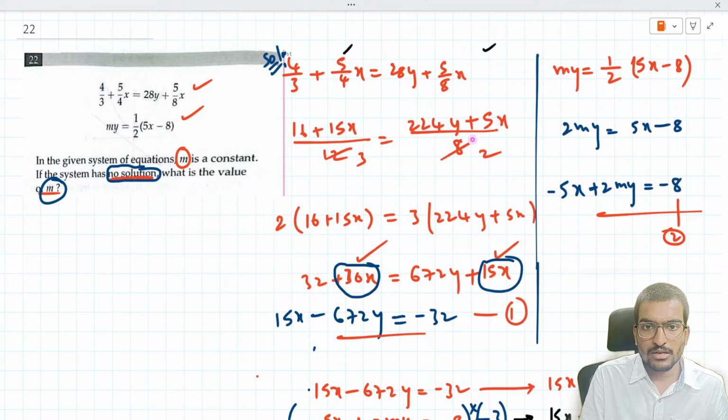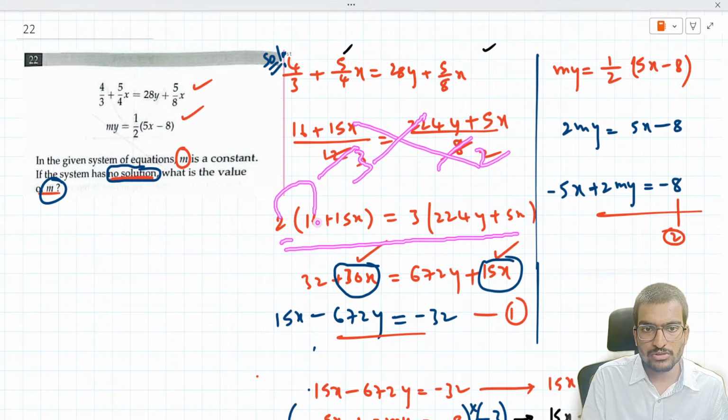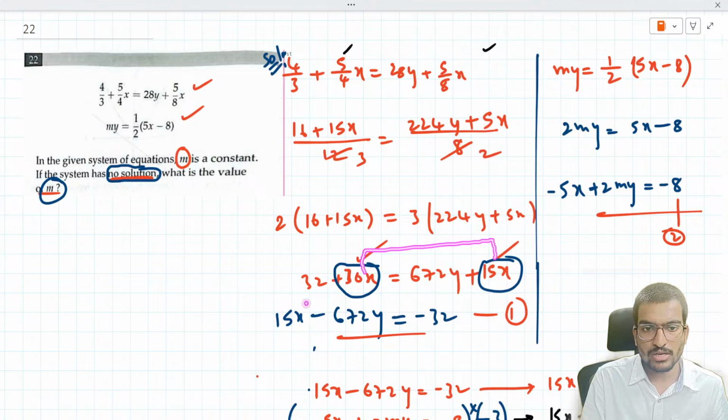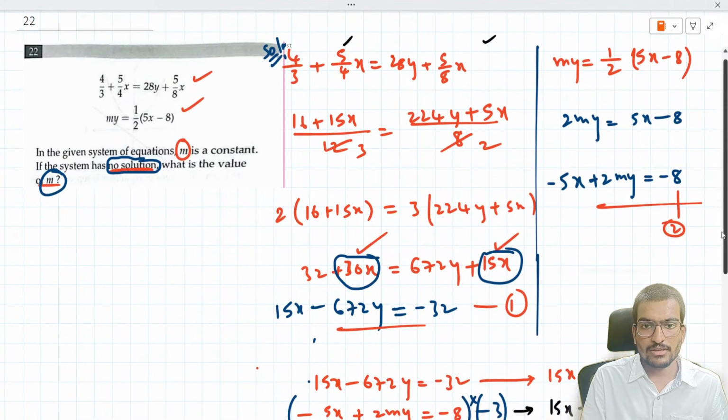And 2 multiplied by this, 3 multiplied by that. So this is what I got. 2 into 16 is 32, 2 into 15 is 30x, 3 into 224 is 672, 3 into 5x is 15x. And 30x minus 15x, you end up with 15x. If you move this to the left-hand side, that is what we got.